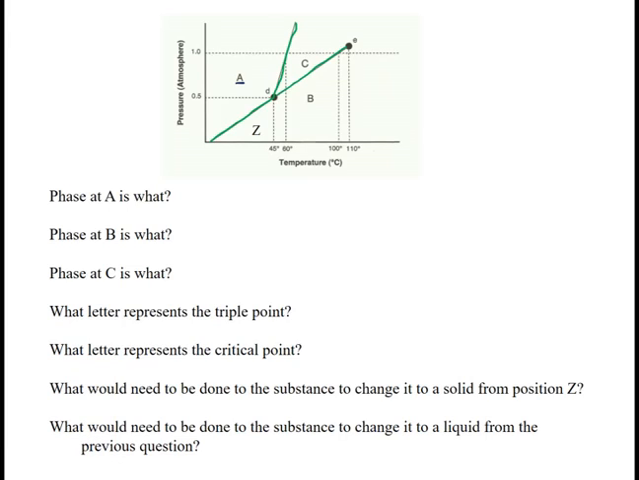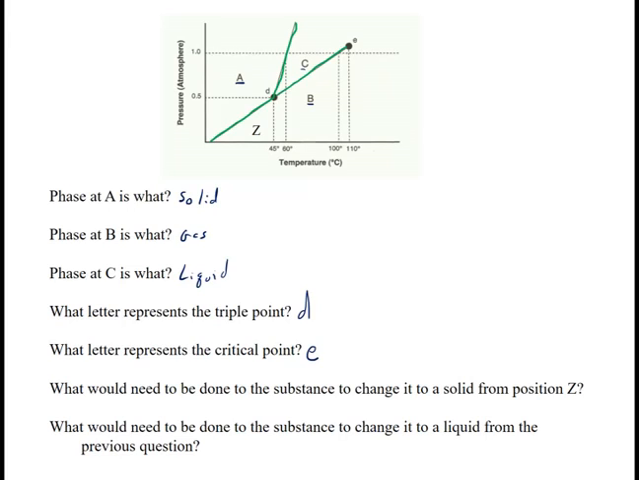So at A, this is a gas. At B, which is right here, oops, A is not a gas. A is a solid, and I could re-record this video, but I don't want to. B is a gas, and C is the liquid. What letter represents the triple point? So where's the triple point on this graph? And it's a little letter D. Which letter represents the critical point? And that is E.